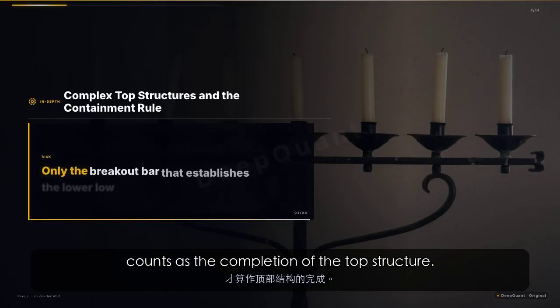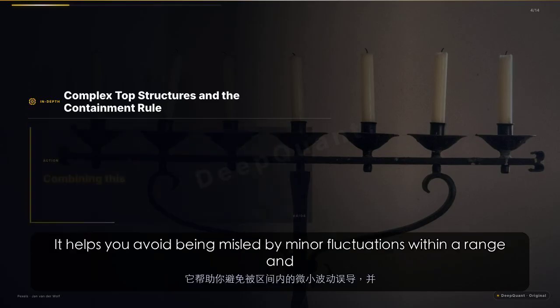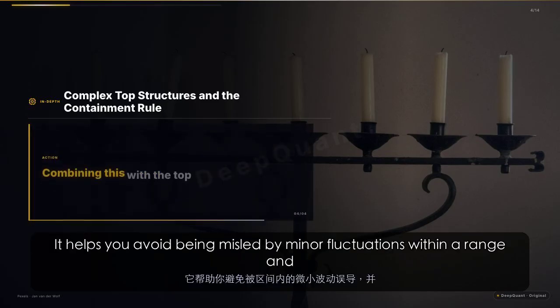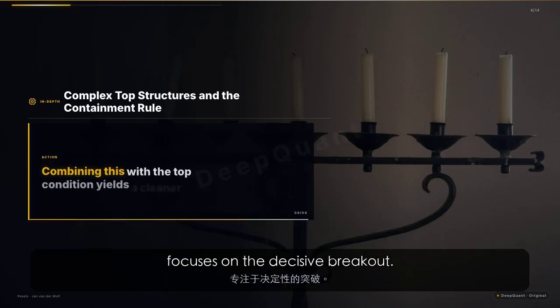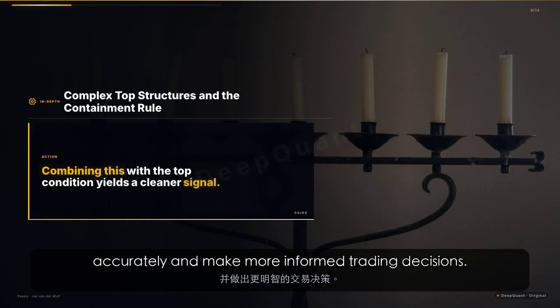This approach compresses complex consolidations into their essential elements, giving a cleaner signal. It helps you avoid being misled by minor fluctuations within a range and focuses on the decisive breakout. By filtering out noise, you can identify the true reversal point more accurately and make more informed trading decisions.